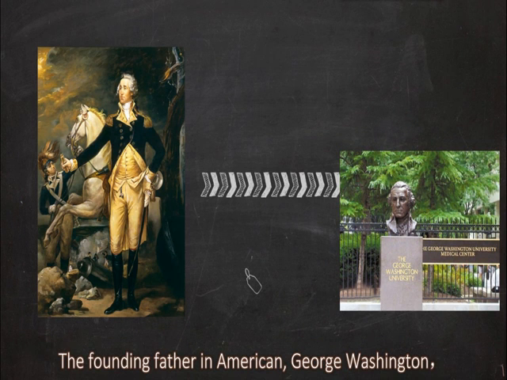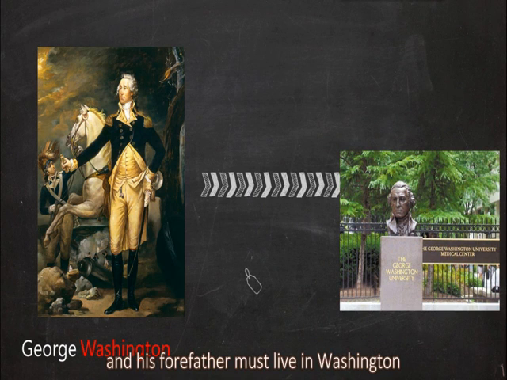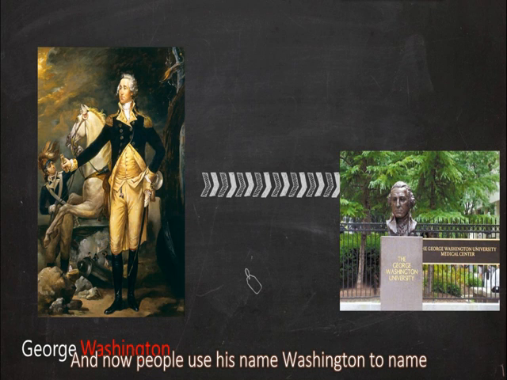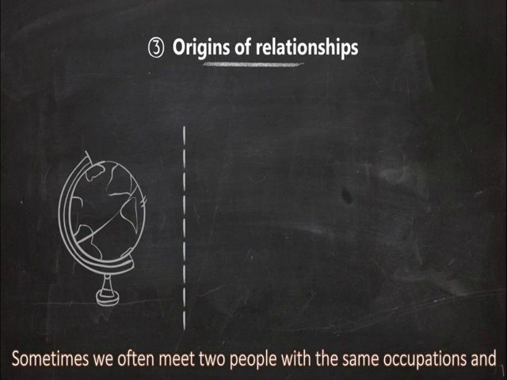Founding father of America, George Washington, 乔治华盛顿, 美国国父. And his forefather must have lived in Washington. And now, people use his name Washington to name a university in memory of this great person of the USA.